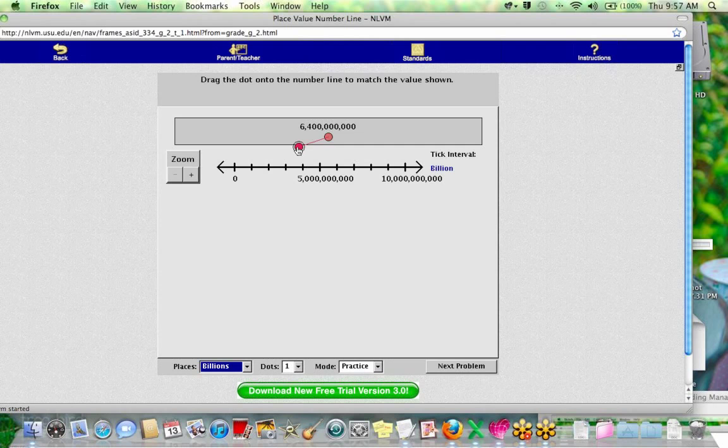Tell me if I'm hot or cold. Is it working? Yep. Cold. Cold. Warmer. Right there. A little bit to the right. Okay. And there. Oh, so I'm on 6,200,000,000. So what do I need to do? Go up a little bit more, about halfway. There. Perfect. You guys are experts.